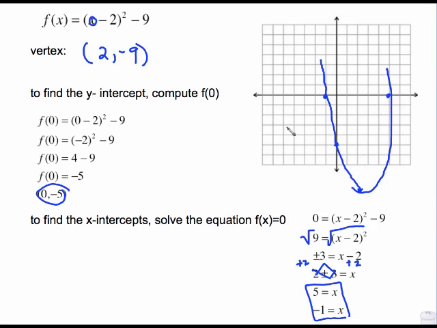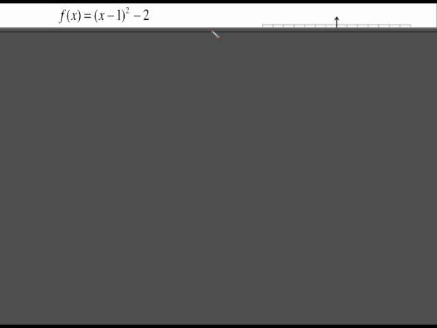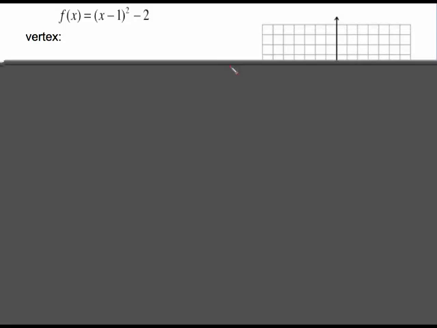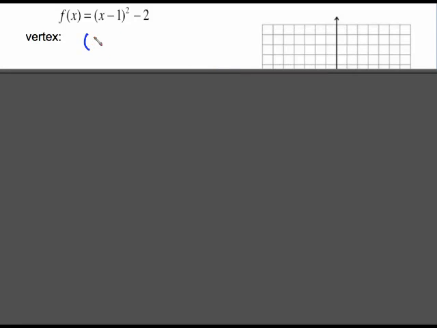There's my parabola. I have a hard time graphing with this tool, but you get the idea. There's our curve. Now try another function. First you want to name our vertex. That's the easy thing. Our vertex would just be (1, -2).